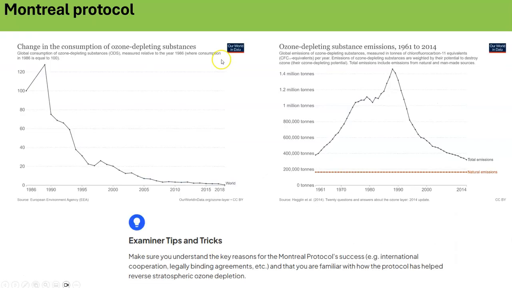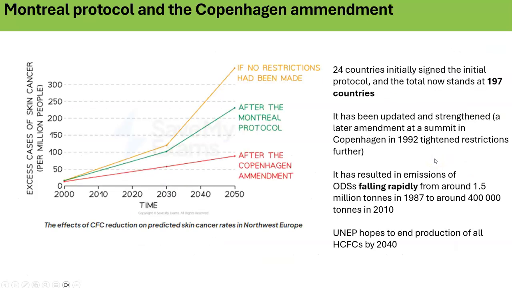So after the Montreal Protocol was signed in 1987, we've seen a rapid decrease in the use of these ozone-depleting substances from a peak here in 1988 or something like that, and now we're down at very, very minimal levels. As you see, there are natural emissions of ozone-depleting substances, but those are basically the same all the time. The Montreal Protocol was first signed by 24 countries, but now more and more countries have signed up, and now it's 197 countries that have done so.